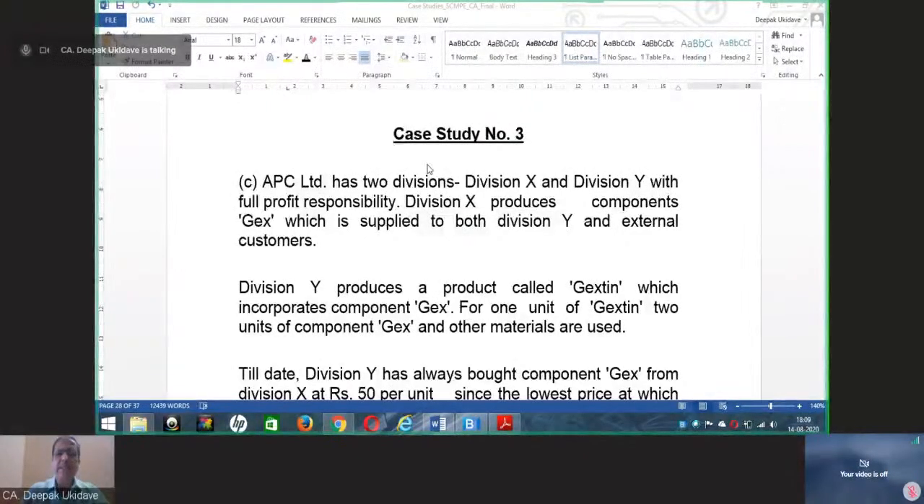Another thing you need to remember is Division Y has always bought component JEX from Division X at rupees 50 per unit. Since the lowest price at which component JEX could have been bought by Division Y was rupees 52 per unit. Division X charges the same price for component JEX.